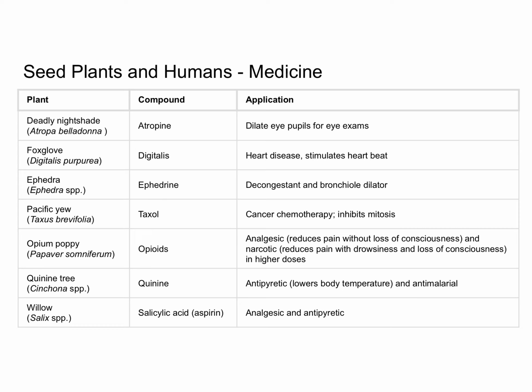Poppies are also known as opium poppies. They produce opioids, and these are analgesics, which are basically pain reducers. They are also narcotic, and so these are often abused, unfortunately, as kind of a prescription drug that people become addicted to. But they are really powerful and they are really helpful to people who are in pain and need that pain relief.